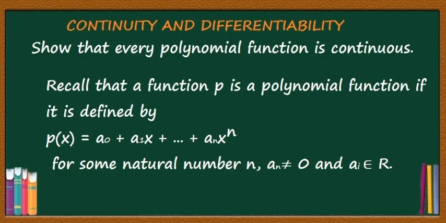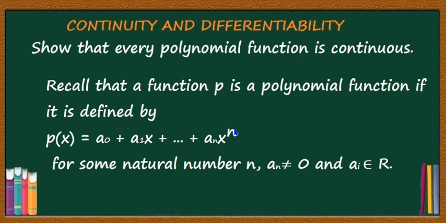Now we will have some important results. The first one is to show that every polynomial function is continuous, and you have to remember this result. Recall that a function p is a polynomial function if it is defined by p of x is equal to a0 plus a1x plus so on an x to the power n for some natural number n, where an is not equal to 0 and all ai's belong to R. Here a0, a1, an are all real numbers.